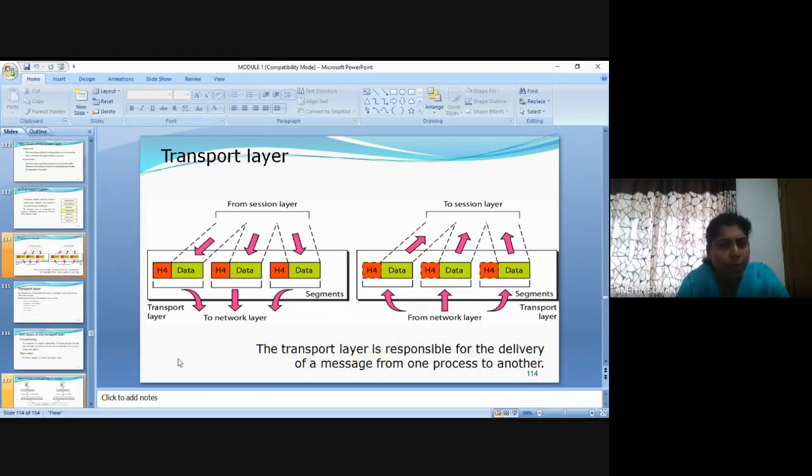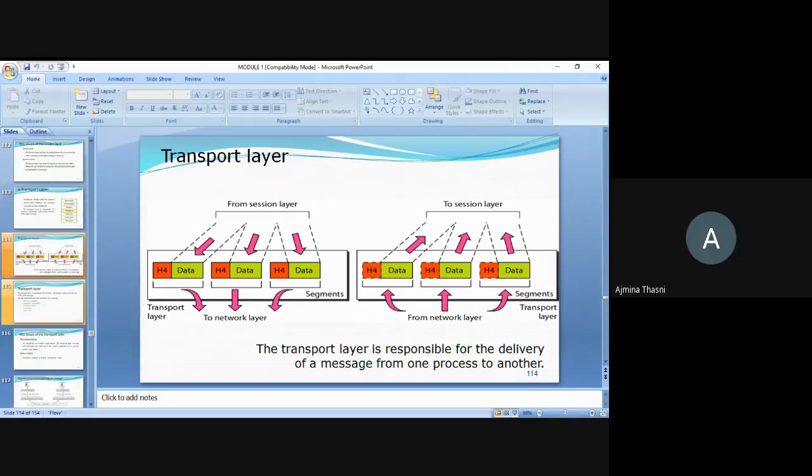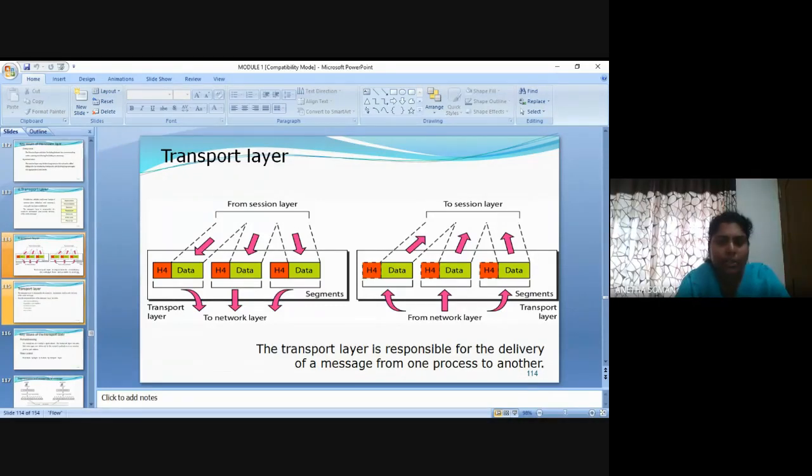What is the meaning of flow control? Can anyone answer? Did you understand what is the meaning of flow control? The amount of data being transmitted. Transmitted. What example I told, were you able to understand? What is the exact meaning of flow control? Yes or no?